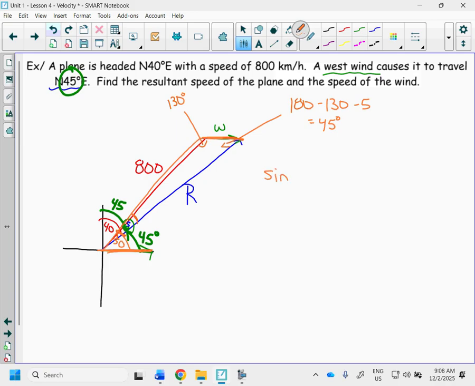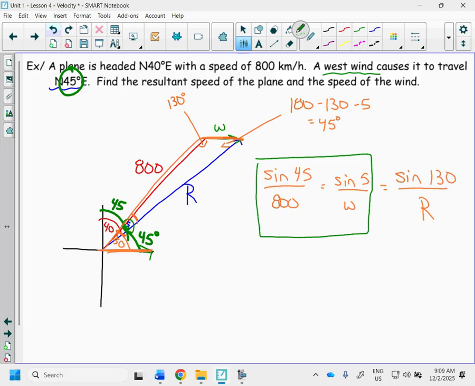Which pair do I know? Well, the 800 is actually across from the 45. The 5 degrees inside the triangle is across from the wind. And the 130, the biggest one, is across from the plane. And all I'm going to do is pick 2 at a time to solve for. If I want to solve for the wind, I'll do these 2. I'm going to cross multiply. And then divide.